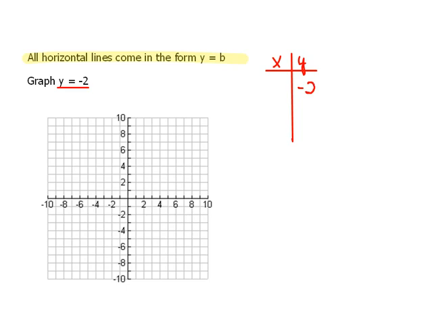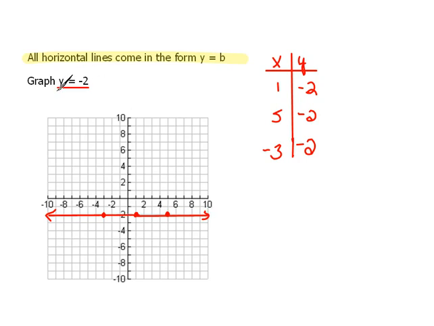Y must be -2 no matter what. So I'm going to write it in here 3 times. It didn't say anything about x. X could be 1, x could be 5, x could be -3, but y has to be -2. Let's plot these. So 1, -2 would be here. 5, -2 would be there. And -3, -2 would be right there. Do you see that those form a horizontal straight line? It's crossing through the y-axis at -2.